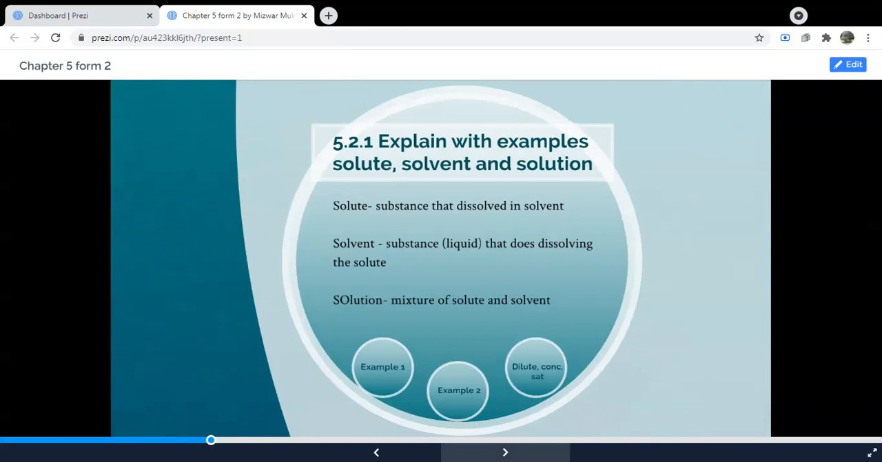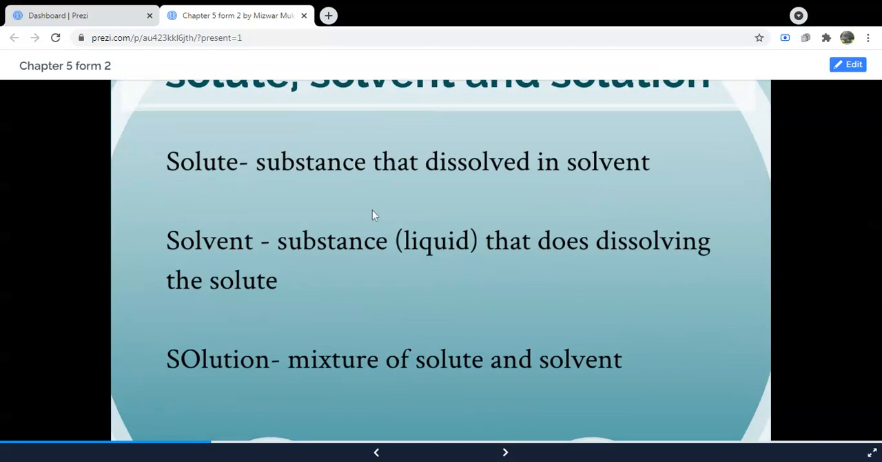Okay, so first, what you need to know is 5.2.1 is the first learning objective. Explain with examples: solute, solvent, and solution. So there are 3 things that you must remember. So you must know the definition for each one of the words. Solute is the substance that dissolves in solvent.